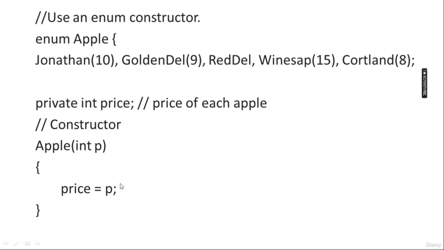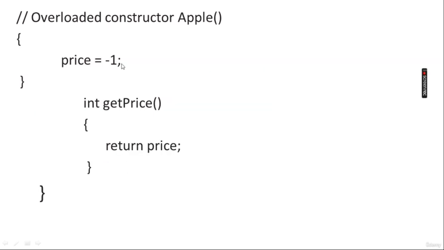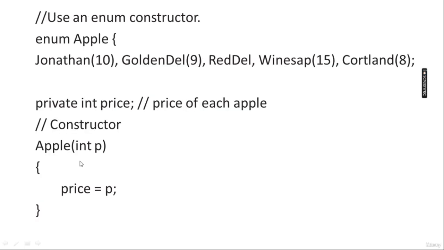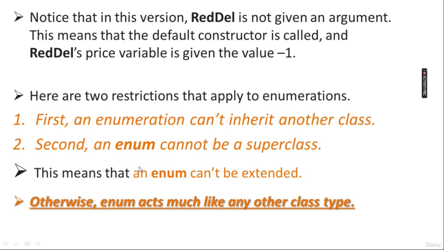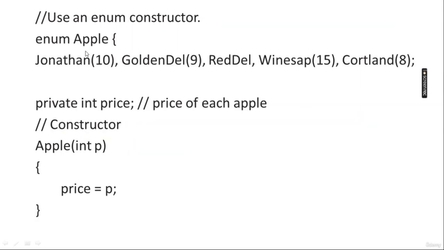Now, constructor example, same example we are using. Here also we are declaring the Apple constructor, an overloaded constructor. Here is a parameterized constructor. Here we are overloading it for the default constructor. Then price will be initialized to -1. Then rate price, return price. Notice that in this version, rateDel is not given an argument. It means that the default constructor is called and rateDel price variable is given the value -1. Okay. So all are initialized.